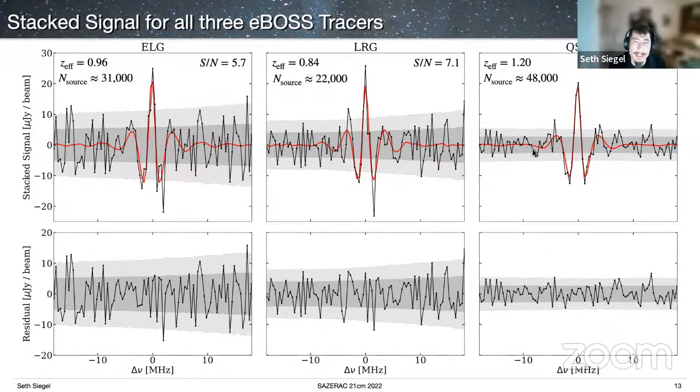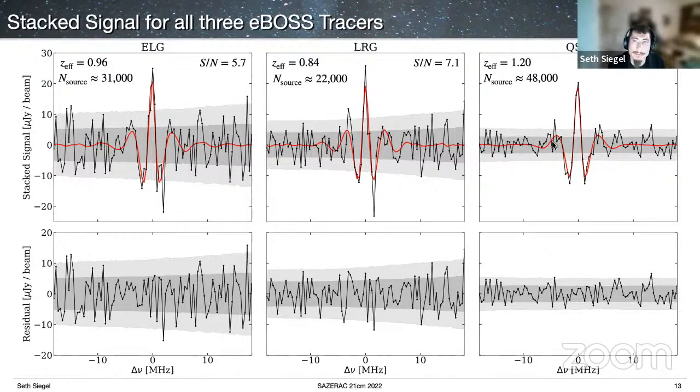The red line indicates our best fit model, which was obtained by running the stacking pipeline on simulations of the 21 centimeter sky to create a set of templates and fitting the templates to the data. The signal has this funny shape, and that's because it's been convolved with the impulse response of the delay filter, which introduces ringing.